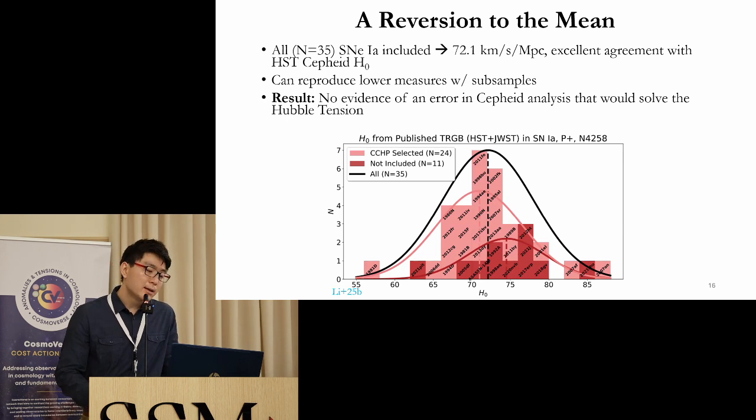And so I would say with the results of this study is that once we include the full sample of type 1a supernovae, not throwing out any of the public data that's available, really the H0 that we get has no evidence of a significant systematic in the Cepheid-based H0. That would be enough to resolve the Hubble tension.